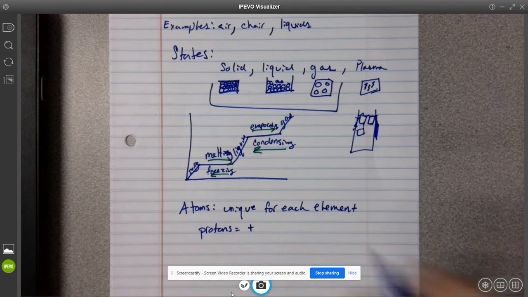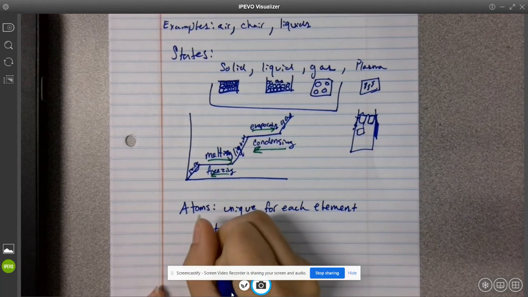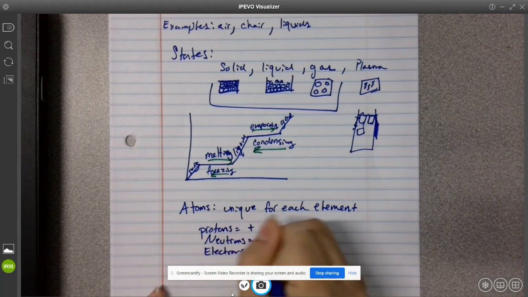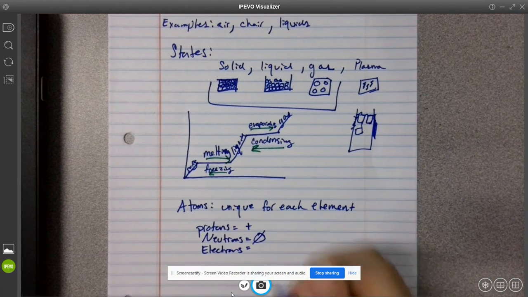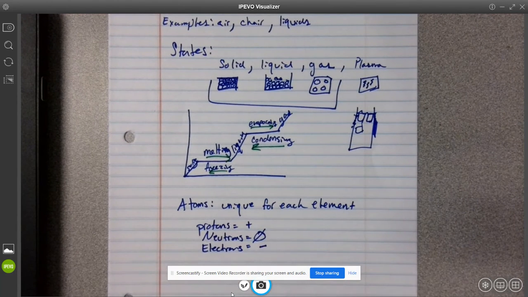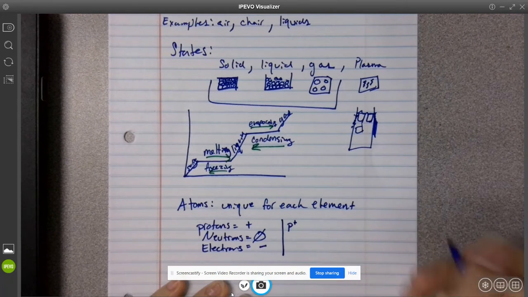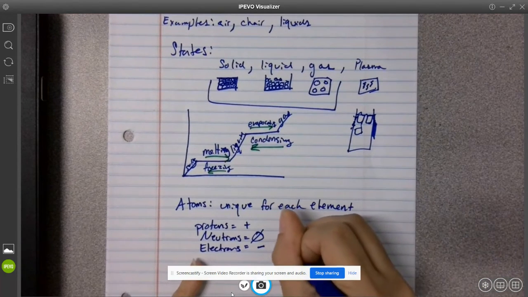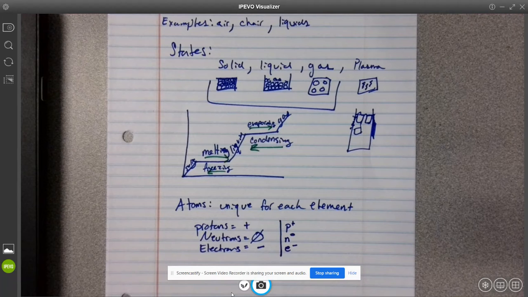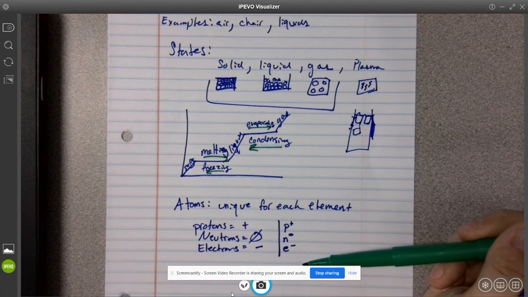Now, within an atom, we also have neutrons and electrons. Neutrons will have no charge whatsoever. Electrons will be negatively charged. Now, we do have a symbol. Protons are a P with a little positive next to it. Neutrons are a little N with a 0. And electrons are a little E with a dash. So we have our protons, our neutrons, and our electrons.